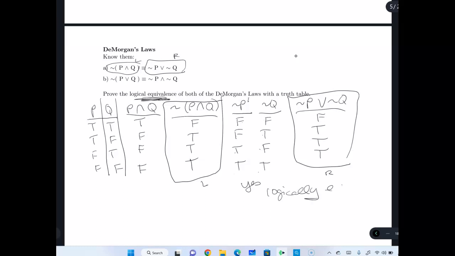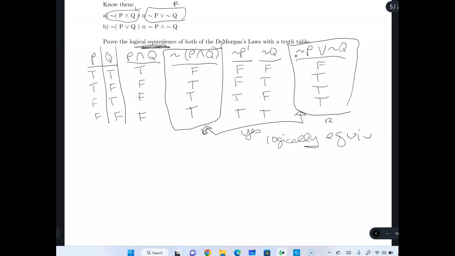Logically equivalent. So when you're proving that, you need to identify in some way, yes, that these are the two columns I'm looking at so that you can prove a logical equivalence. Okay. So I'm going to leave you to do this next one. I think you can do it. They are logically equivalent.